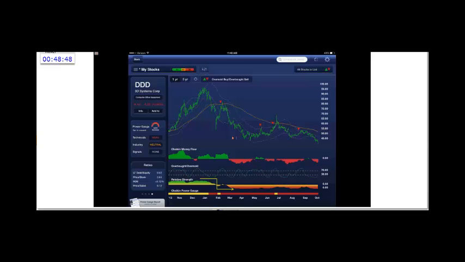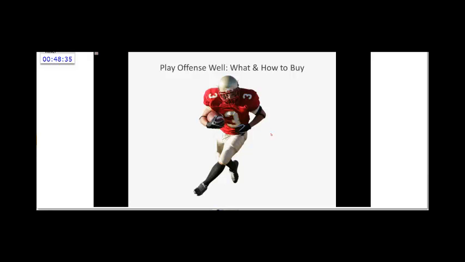So how do you play offense well and make some money and take advantage of opportunities? Remember, Warren Buffett said you want to be greedy when others are fearful. And what playing offense well means is knowing what to buy. And in a bull market, that's really all you need to know. In a downtrending market, you've got to know how to buy because the rules change a bit. So let's look at some examples of that.